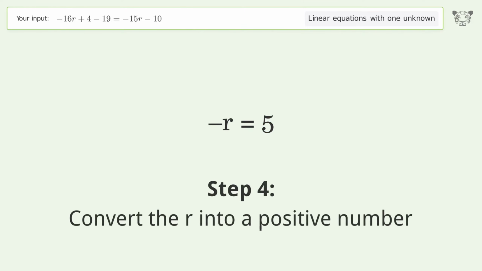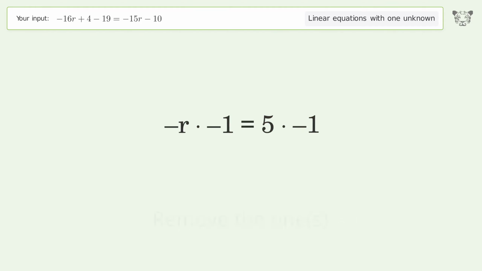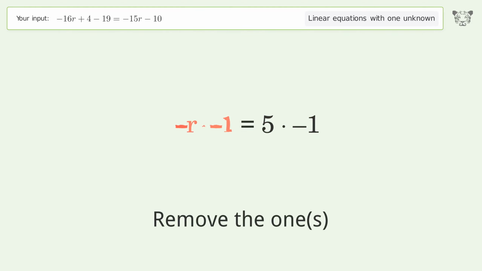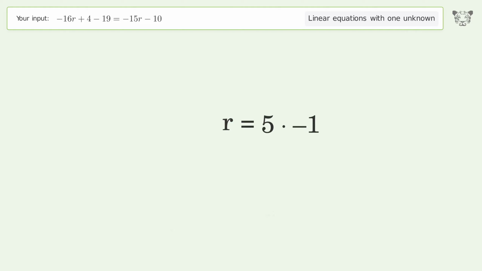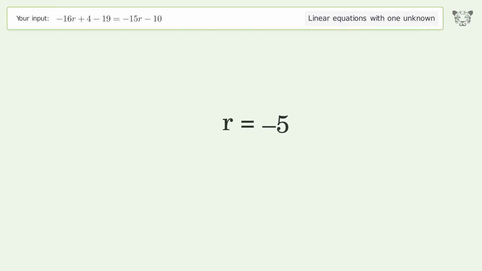Convert the r into a positive number. Multiply both sides by -1. Remove the ones. Simplify the arithmetic. And so the final result is r equals -5.